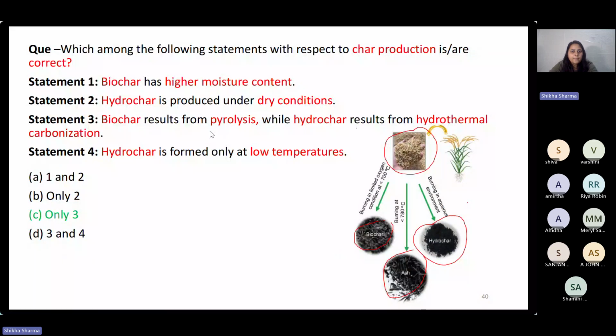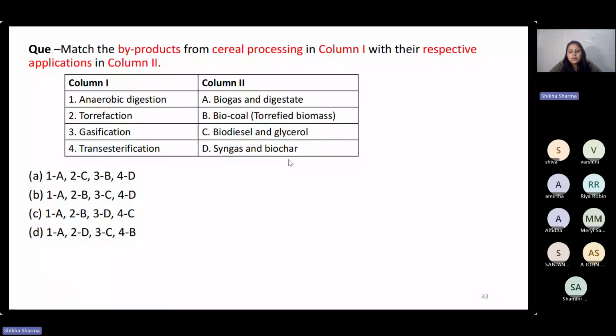So only three is correct here, that biochar results from pyrolysis and hydrochar from hydrothermal carbonization. And it doesn't just operate at low temperature, it can also operate at higher temperatures. And this is hydrochar produced in wet conditions, and so it is wrong. And biochar basically has low water content because it is operated at very high temperature. So let's discuss this question now.